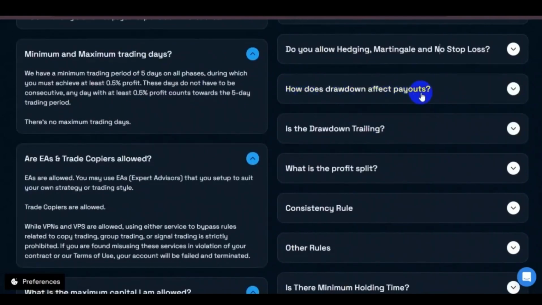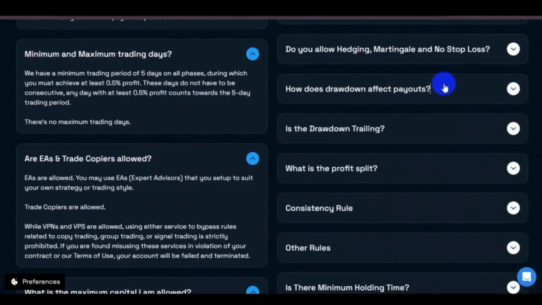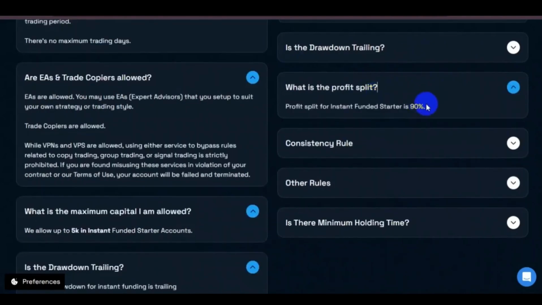How does drawdown affect payouts? As this is a trailing drawdown, you have to keep in mind that once you withdraw your profit, your withdrawal should not hit the daily drawdown. If you request a withdrawal which exceeds your daily drawdown limit, then the account will be breached after the first payout. This is for the standard model, but with the starter model, you can withdraw only once. Yes, this is a one-time withdrawal account. The profit split is 90%.